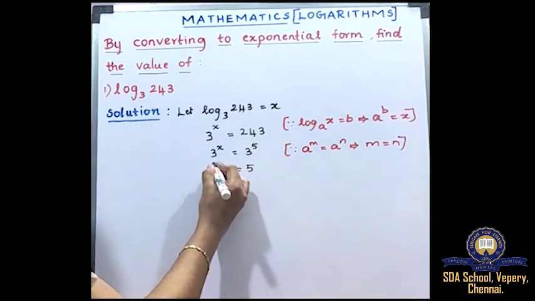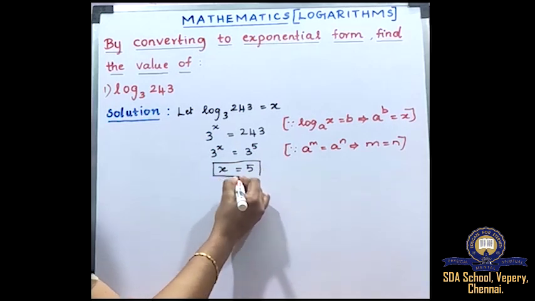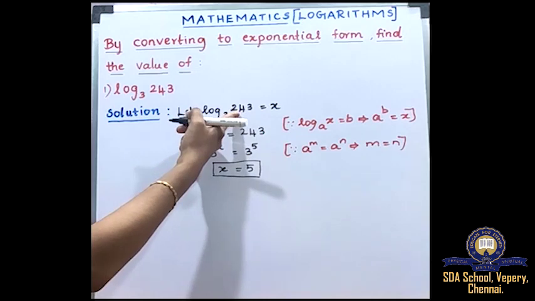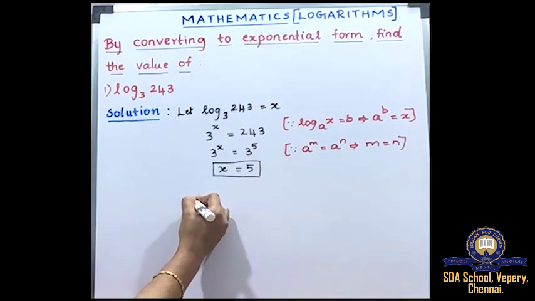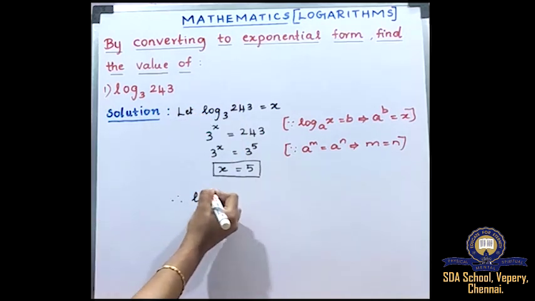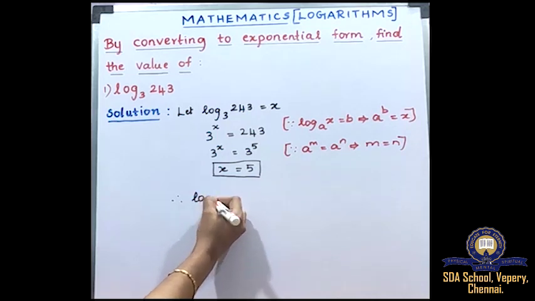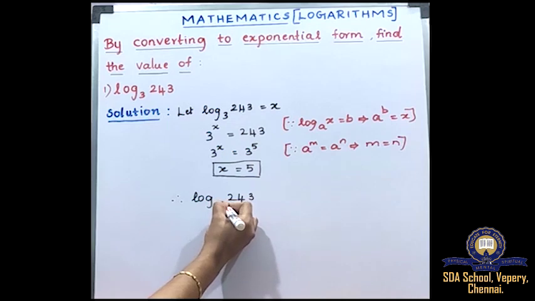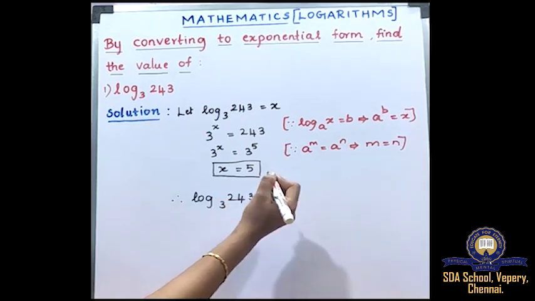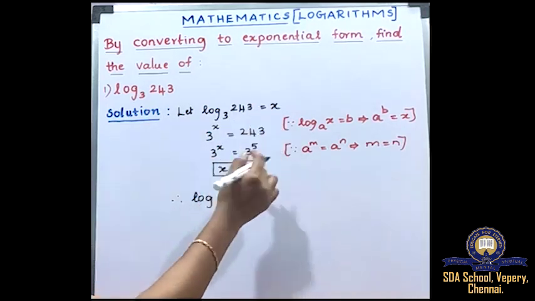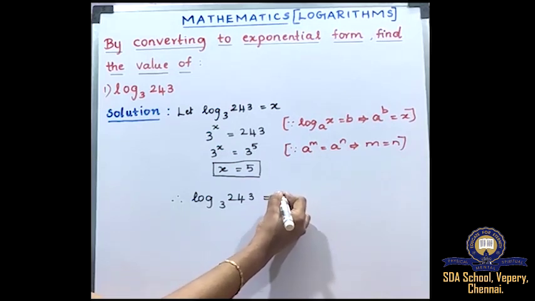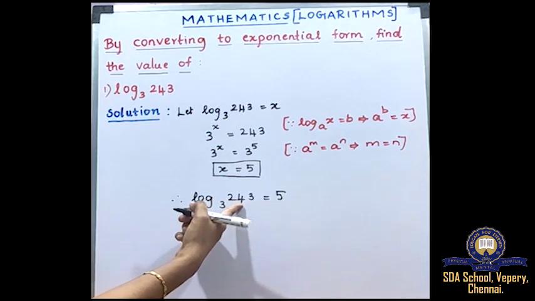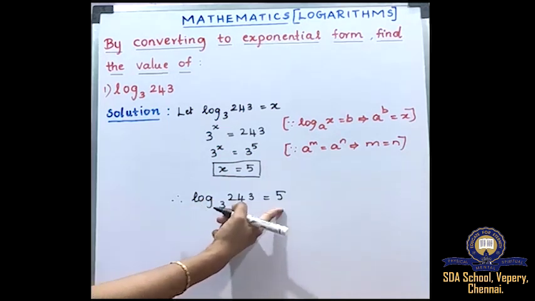Now we have found the value of x. Now what I am going to do is substitute the value of x in the equation. So we will get log 243 to the base 3 equals the value of x, which is 5, right? So you have to substitute the value of x in this place. So we have found the value of log 243 to the base 3 to be 5.